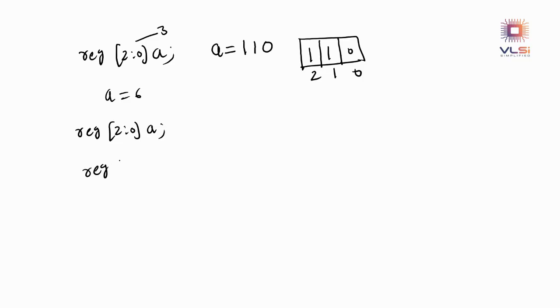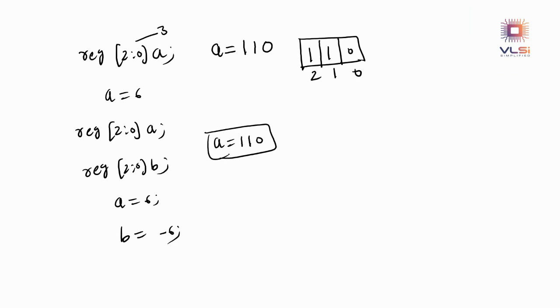Let us take one more example: reg [2:0] a, reg [2:0] b, with a equal to 6 and b equal to -6. Now how will it store? a is the same as I already told, stored in binary: a equals 110. But b will be stored in two's complement form. Normally for 6, if you apply the one's complement, changing 1's to 0's and 0's to 1's, this is 001. Adding 1 to this, you get 010. So b will be stored like this, 010.